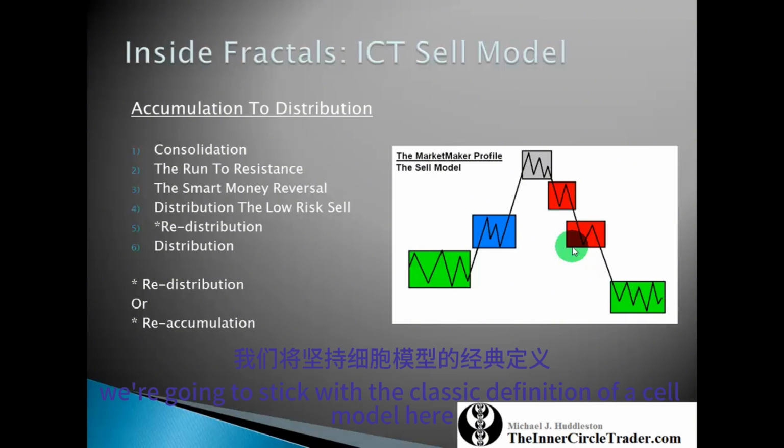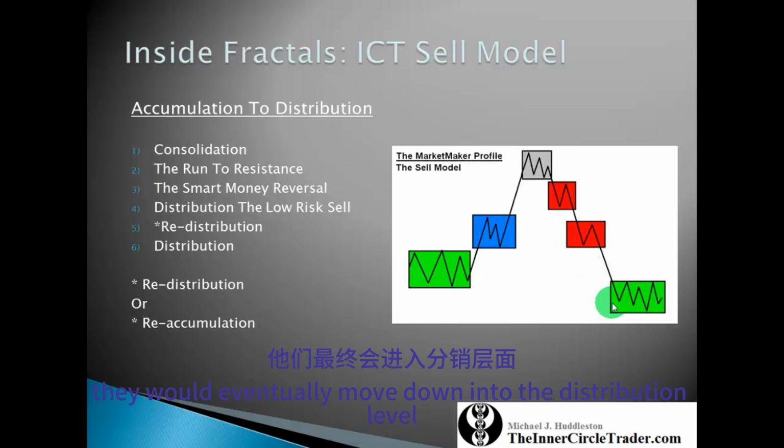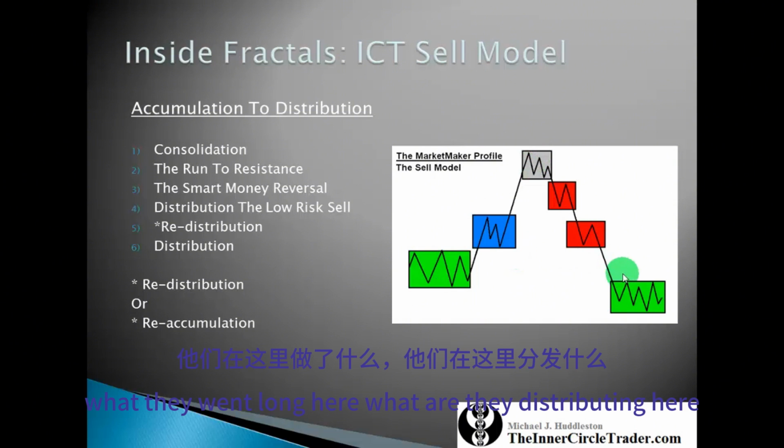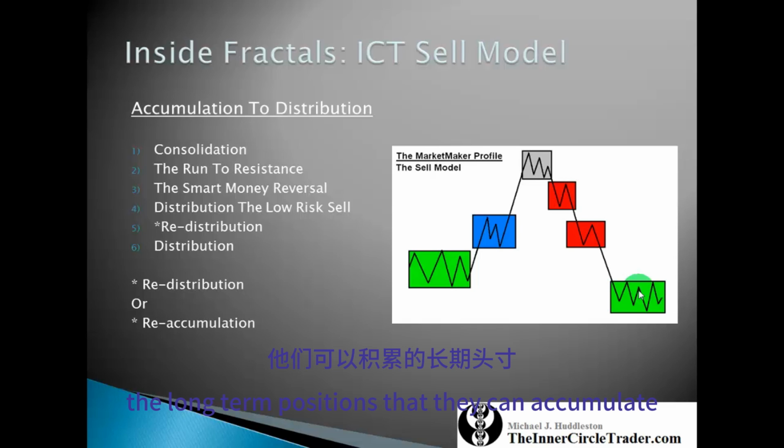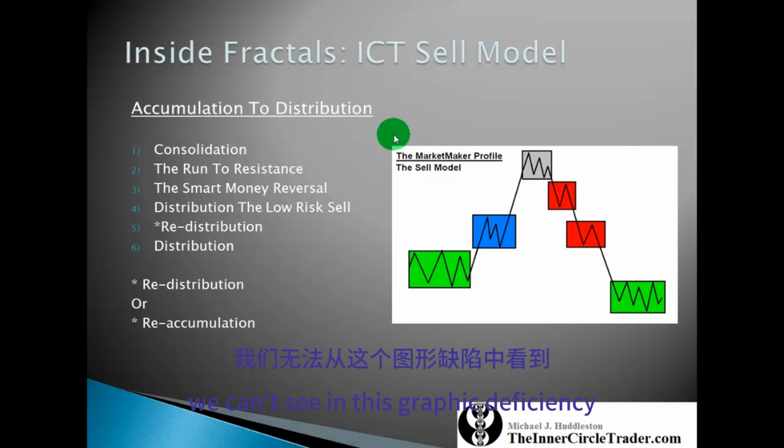But then we're going to stick with the classic definition of a sell model here. The next stage from this redistribution or new area to go short, they would eventually move down into the distribution level. Because they accumulated here and they're distributing here. They're distributing here as well. What are they distributing here? What they went long here. What are they distributing here? The long-term positions that they accumulated on a higher time frame short position that we can't see in this graphic depiction.